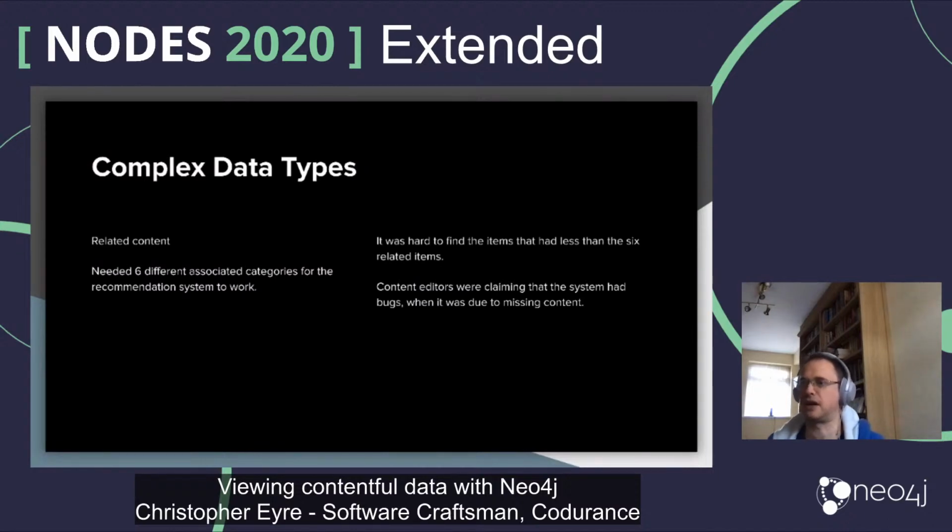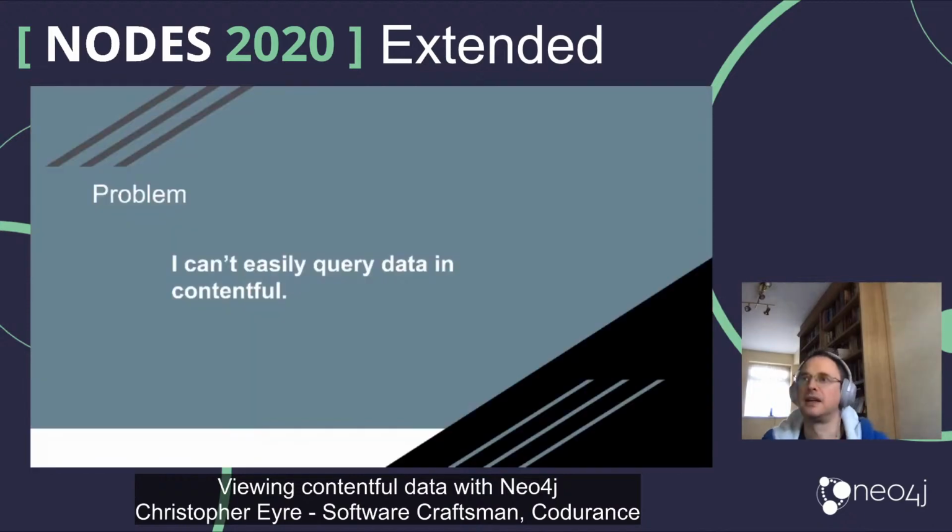But after about a year's worth of filling in data, we started finding things were broken. There were articles that had less than 6 related articles, and it caused problems. And there was an argument over whether it was a bug or it was just not working. So this is where we came up with the big problem.